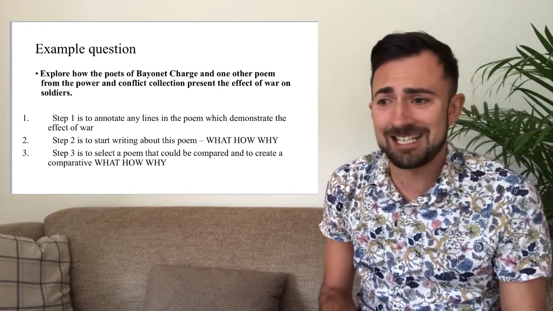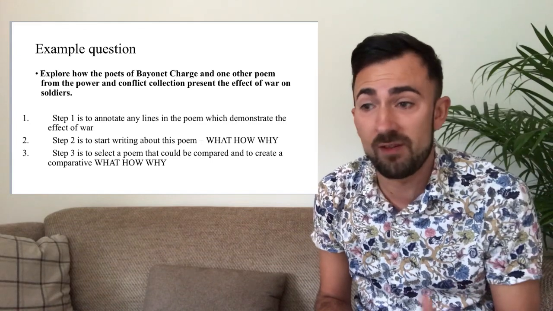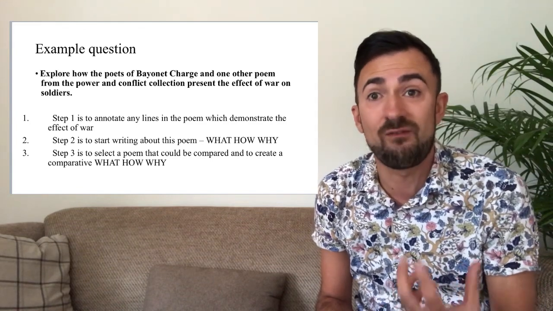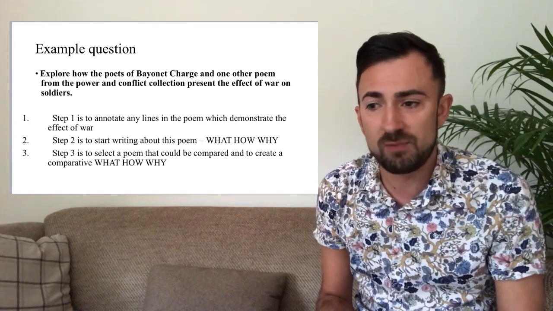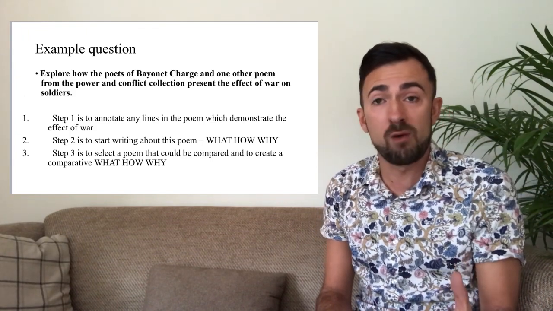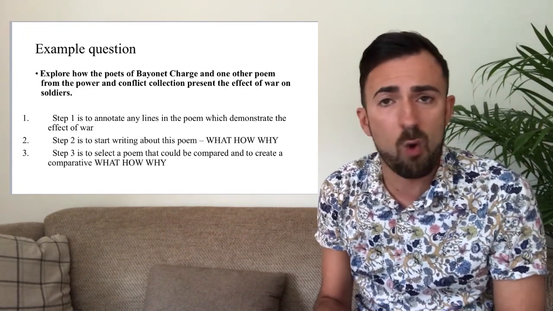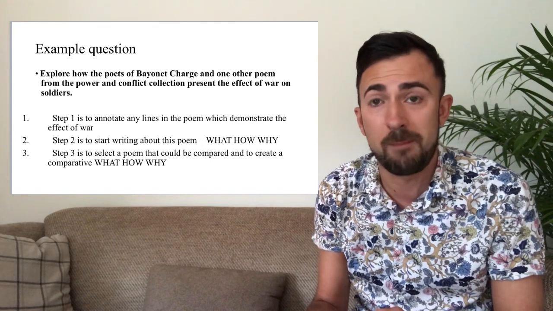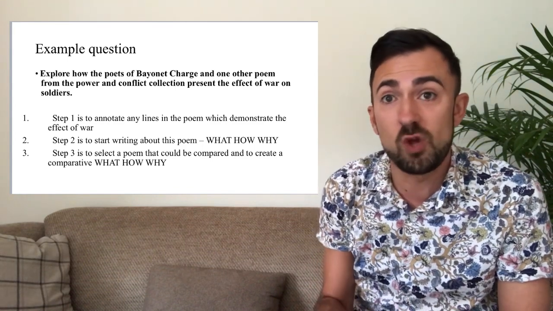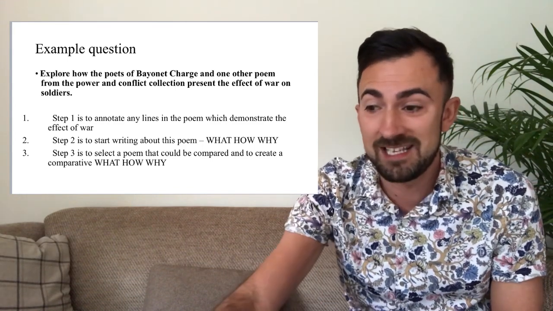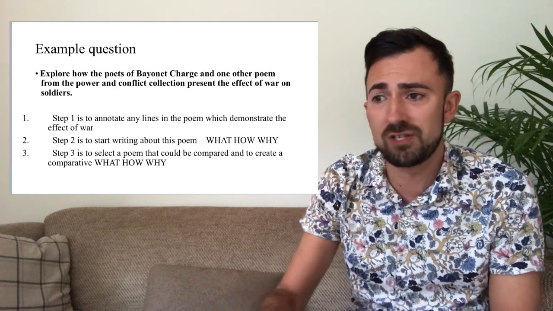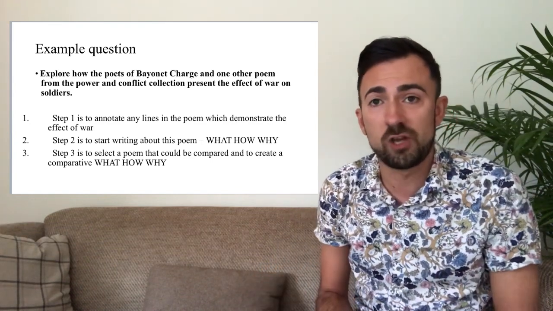Step 1 is to annotate any lines in the poem that we've been given that's printed in the exam that demonstrate the effect of war in this case. Step 2 is to start writing about that poem using what, how and why. It's not worth confusing yourself on which poem to compare to at this point. Once you've done that first paragraph, step 3 is to then think about which poem we could compare it to and to focus on that what, how, why structure again.